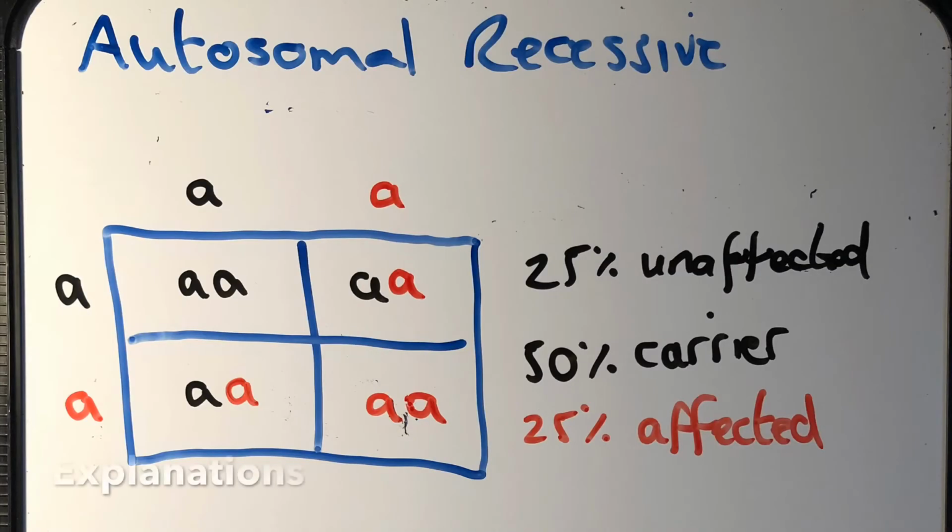The final inheritance pattern to consider is the autosomal recessive inheritance pattern, where both parents carry an affected gene. In this case, there's a 25% chance of any offspring being unaffected, 25% chance of the offspring being affected, and 50% chance of any offspring being carriers of the affected gene.